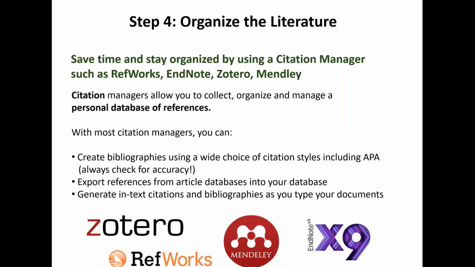All right. So we've gone over building your keyword list, going into different databases and other sources to find articles, and talked a little bit about evaluating those sources as we find them. We also want to then organize literature. Lots of people use citation managers to organize their literature. It's like a personal database of your references, right? And there's lots of tools out there available.